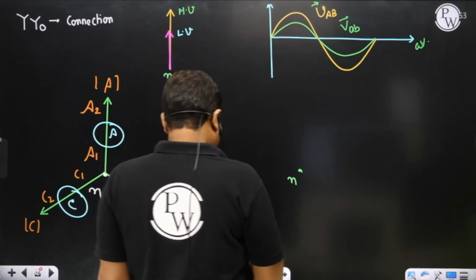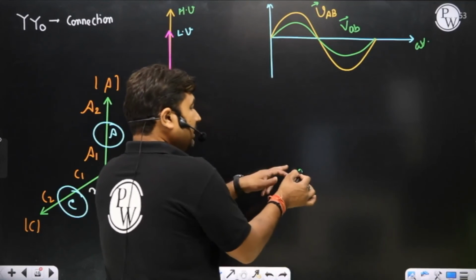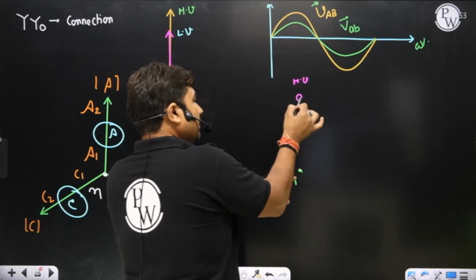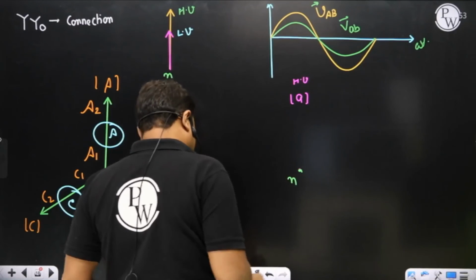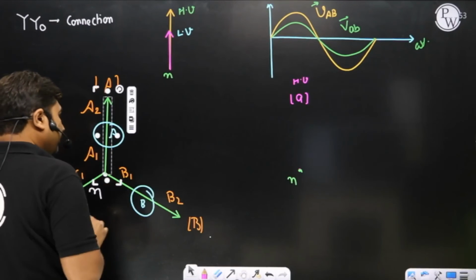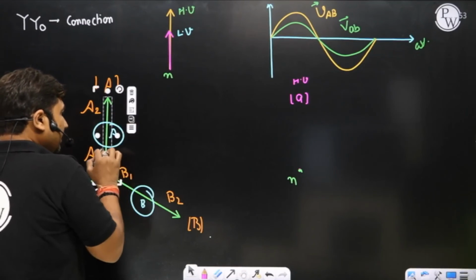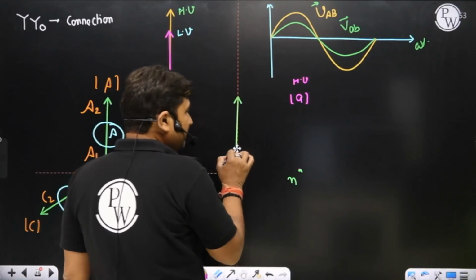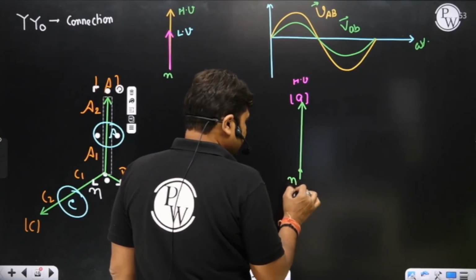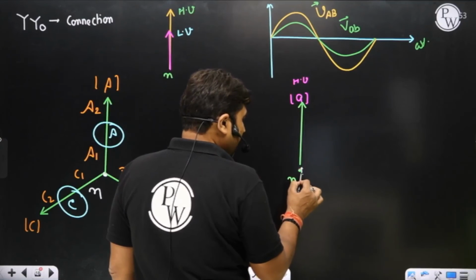Again, please observe. I am representing a neutral here. HV we are getting here. LV we are getting here. So A phase we are getting here, and A phase we are going to obtain from A phase only. Induced EMF on HV and LV side are in the same phase. So I am representing a line which is parallel to A phase.